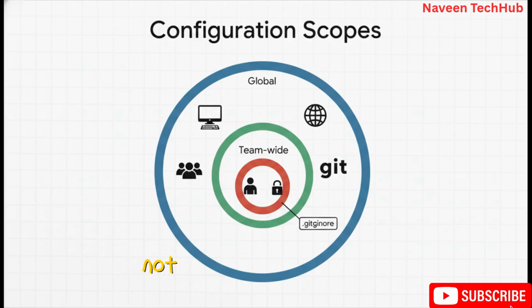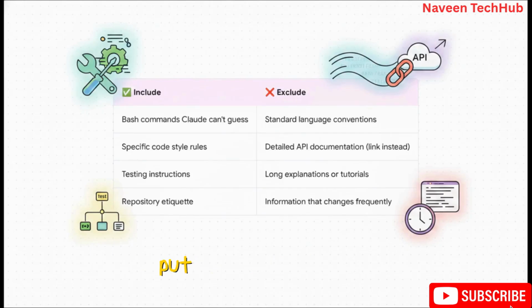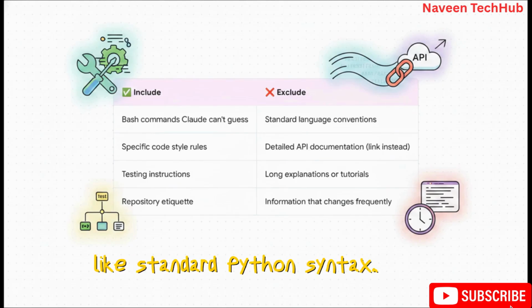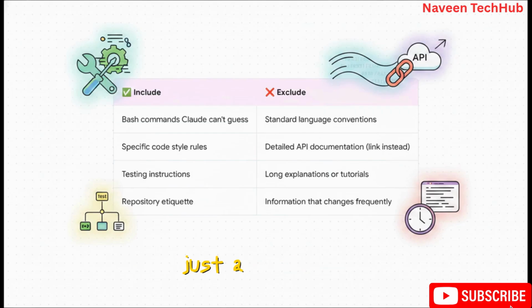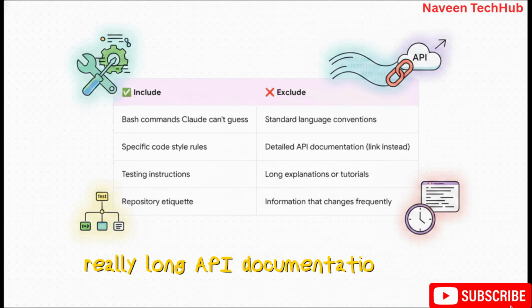And for your own personal notes that nobody else needs to see, you can use a Claude.local.md file and just add that to your .gitignore. So, what should you actually put in this file? Well, the key is to include stuff that Claude can't possibly guess on its own, like your team's custom bash commands or very specific testing instructions. On the flip side, you want to leave out things it already knows, like standard Python syntax, or stuff that's better off as just a link, like really long API documentation.